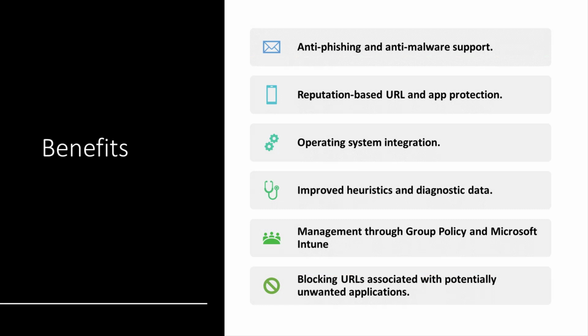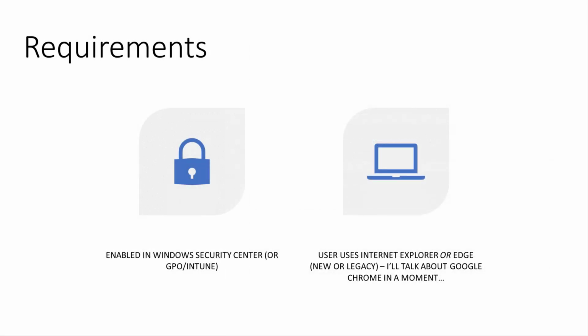As I mentioned earlier, this is a pretty awesome feature of Windows. It's built in, it works really well, and you can manage it from your enterprise tools. So just think about some of these benefits. Again, it's built in. The requirements to enable this are pretty straightforward. You enable it in Windows Security Center or via your enterprise management product. And then if you're using Internet Explorer or Edge, either the new Chromium-based Edge or even the legacy Edge, this will work for you. I'll talk about Google Chrome coming up in just a minute.